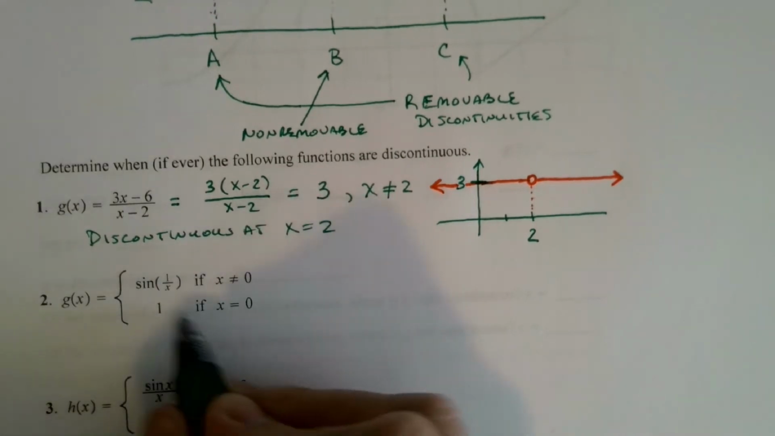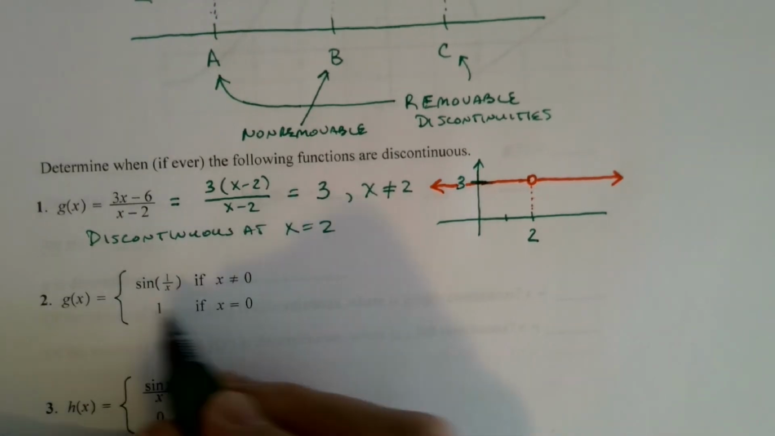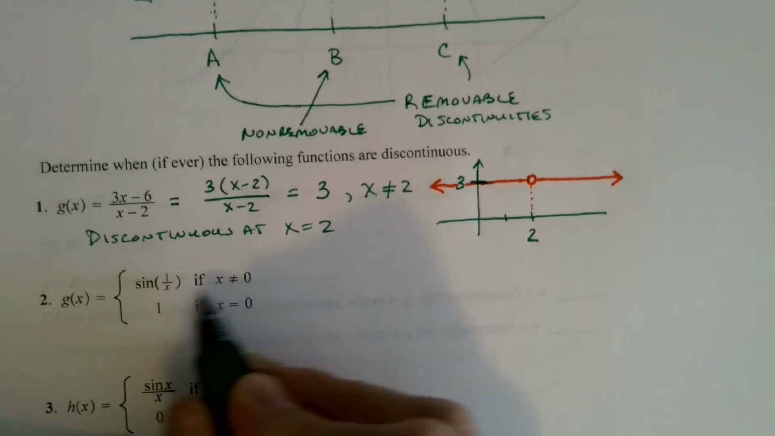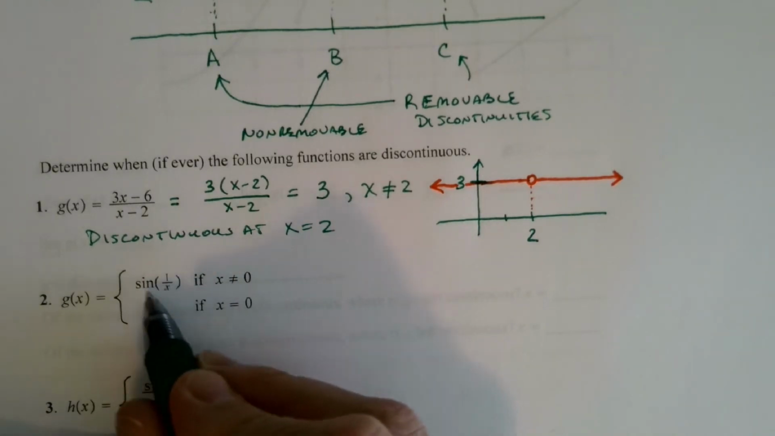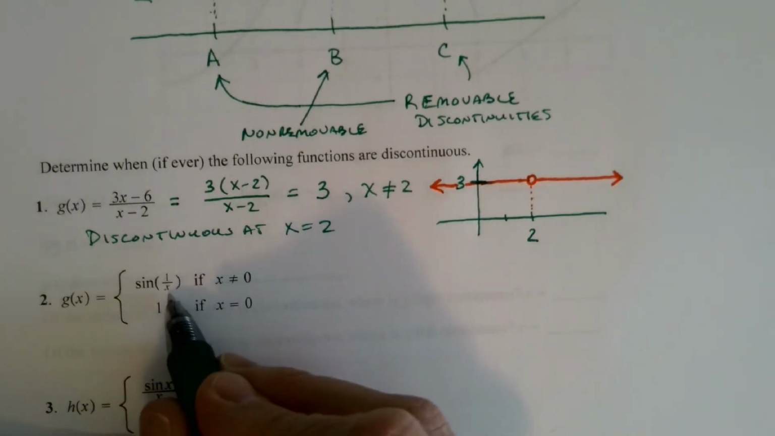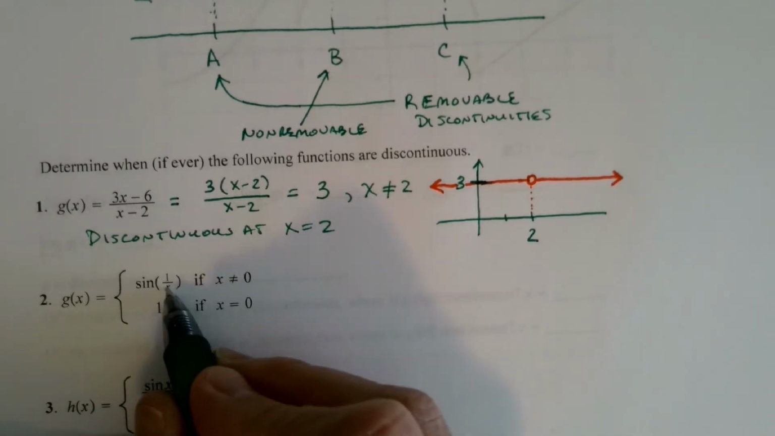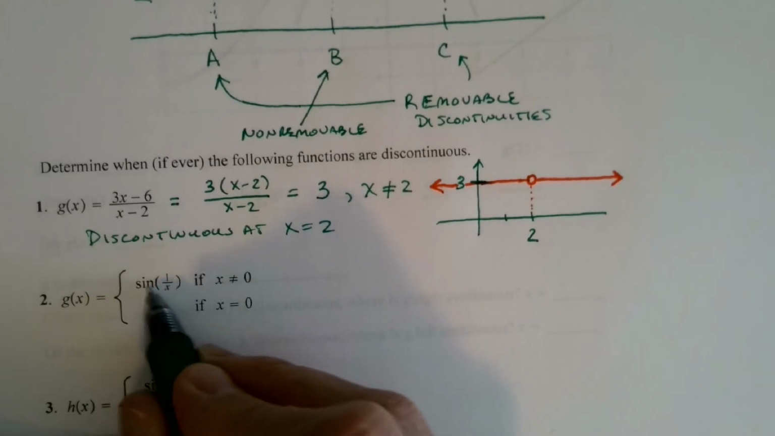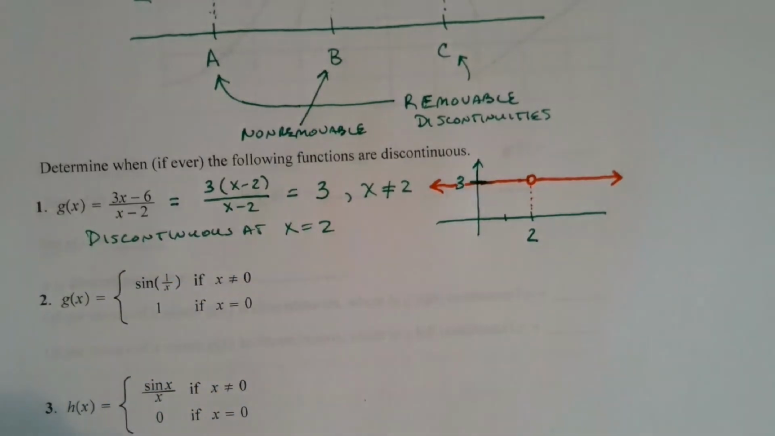Now, let's see. This function is a piecewise defined function, right? If x is not equal to 0, then it's equal to the function sine of 1 over x. Now 1 divided by x is fine as long as x is not 0, which is the case here, which is good. So this is always a real number, and sine of anything, well, that's a real number.